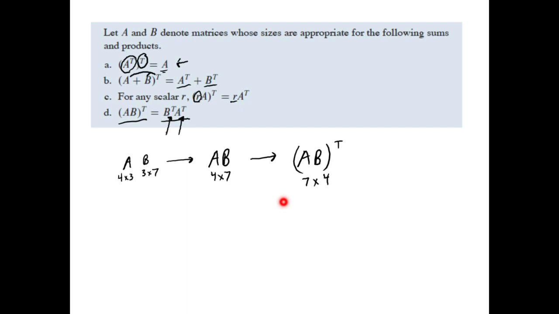Let's consider instead B transpose and A transpose. B transpose would be a 7 by 3 matrix, right? Because again, the rows and columns switch. A transpose would be a 3 by 4 matrix. Notice that in order for this product to work, we had to switch the B's and the A's because we still need those inside numbers to meet. Now if I do B transpose times A transpose, my result is going to be a 7 by 4 matrix. And property D says these are equal to each other.